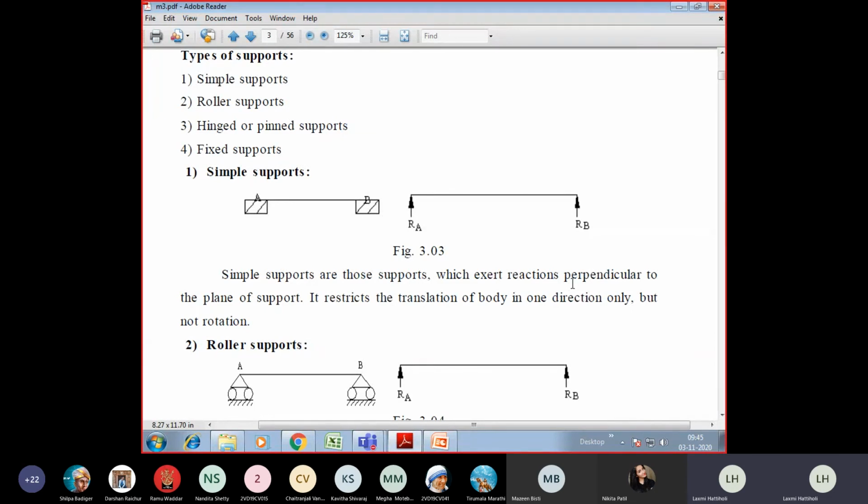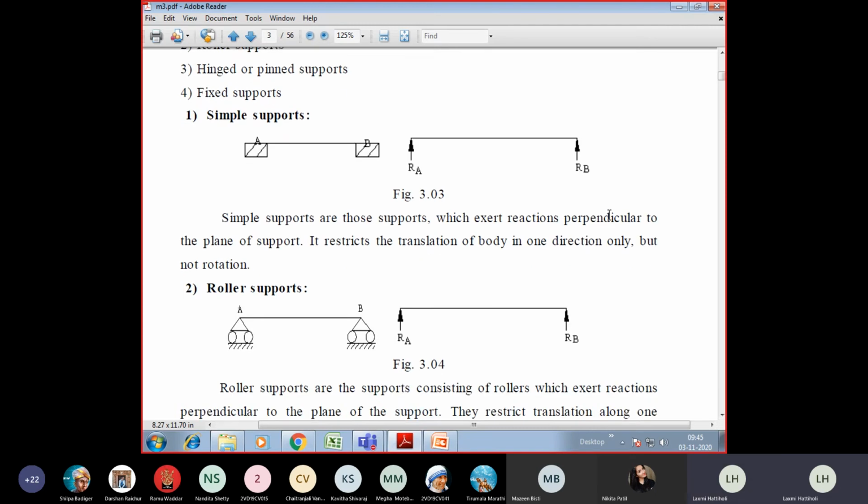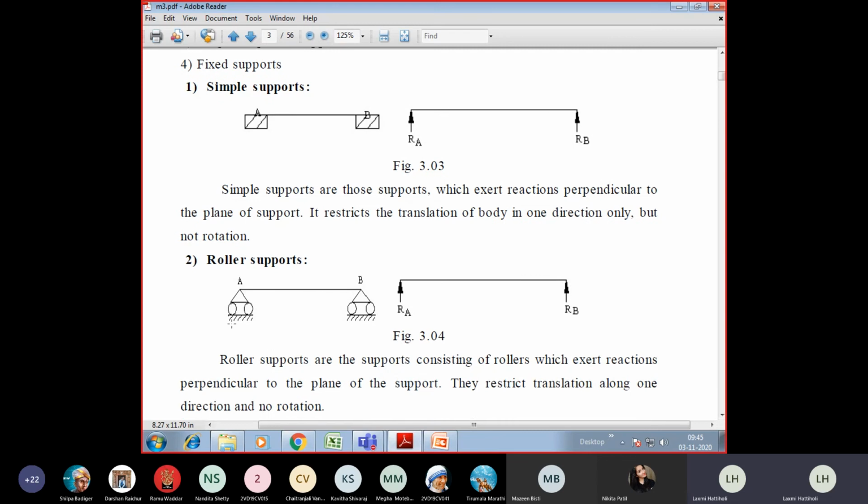To calculate the reaction, you should know the different types of supports, the different types of reactions that are generated, and the different types of loadings that a beam will undergo. So let me revise that. Simply supported: one reaction at each support, RA, RB. Roller support, similarly, one reaction at each support, RA, RB.